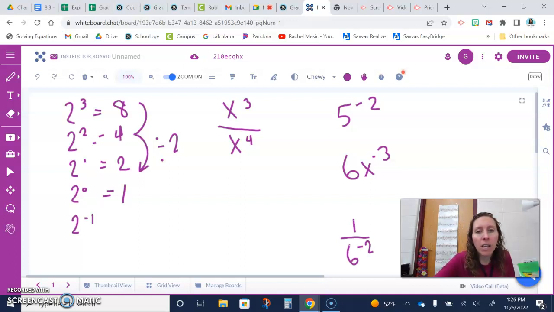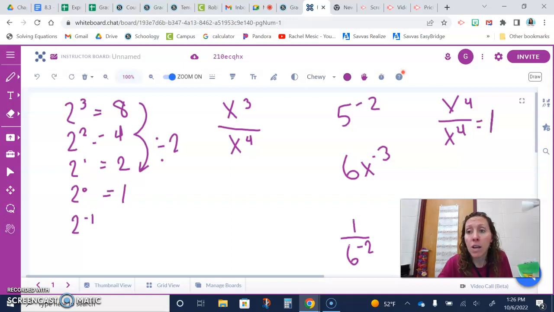Another reason is if we have, I guess something like, I'll write it off here, x to the power of 4 divided by x to the power of 4. Anything divided by itself is 1, or if we were to subtract those exponents, 4 minus 4 is 0, so it's x to the power of 0, which is also the same as 1.